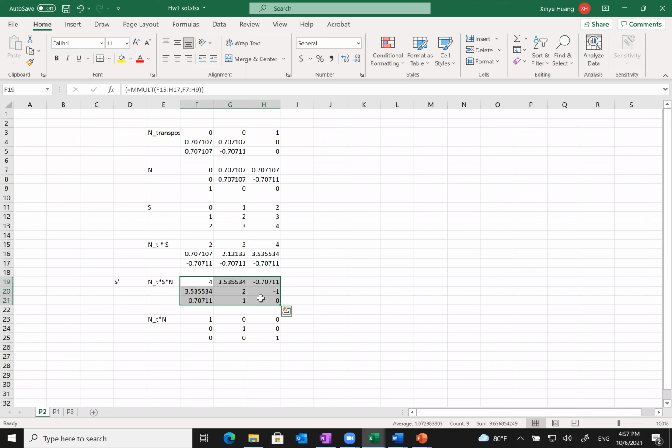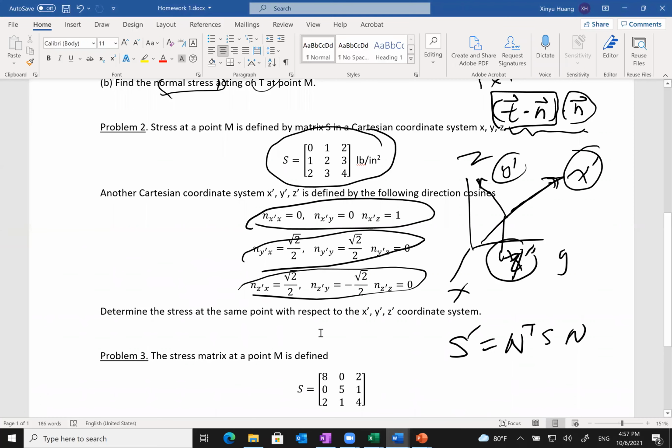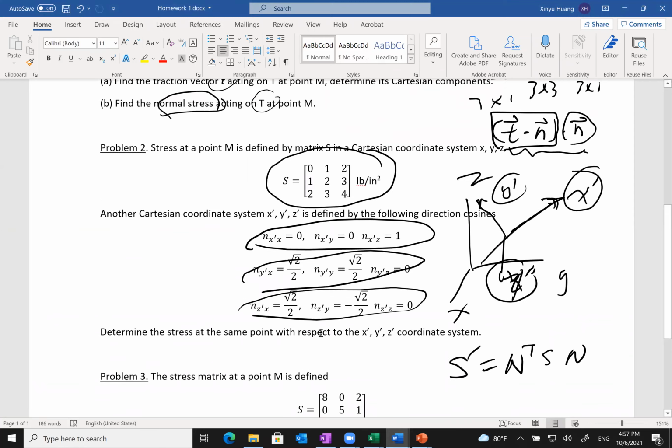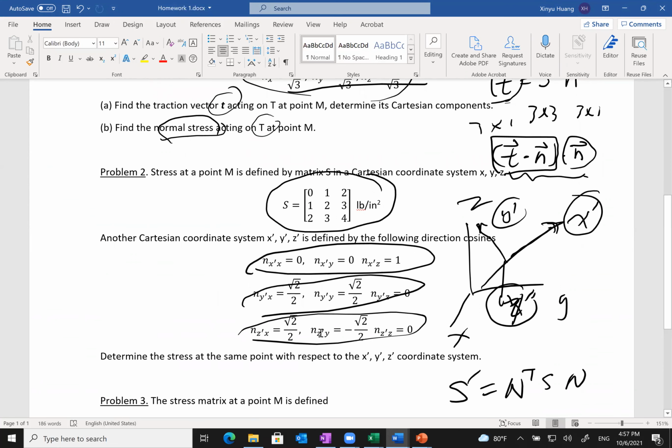Calculate this new stress vector in the new coordinates, which is equal to that. Actually, that's all the problem is: to calculate that. Okay. Any questions?